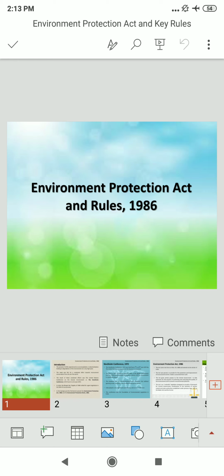Hello students, this is the fourth paper of this semester, unit first. They are related to wildlife conservation management and environment protection. The topic is the Environmental Protection Act and Rules, 1986.